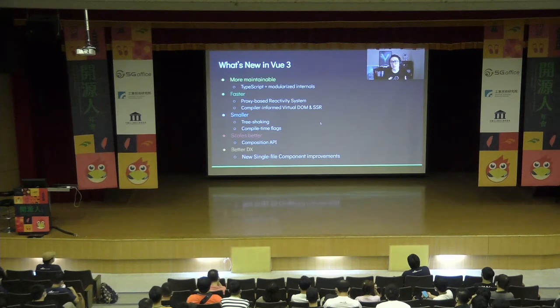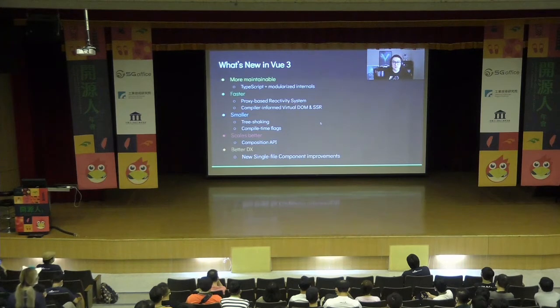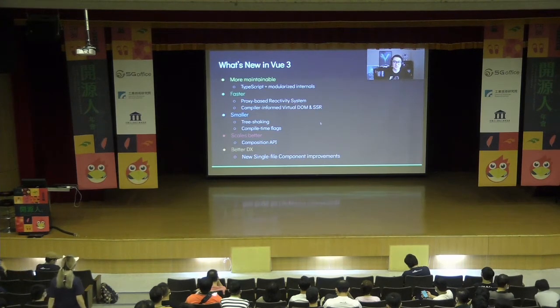So first of all, the rewrite of Vue 3, for us maintainers, the biggest benefit is it's now much more maintainable because we switched from plain JavaScript to TypeScript. Actually, we switched from Flow to TypeScript. And we now use a much more modularized internal architecture to better separate the internals. Obviously, a major rewrite ought to make things faster. Otherwise, if you make things slower, it just doesn't make sense, right?